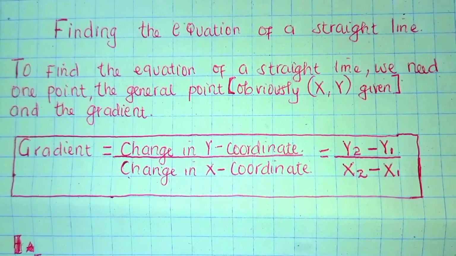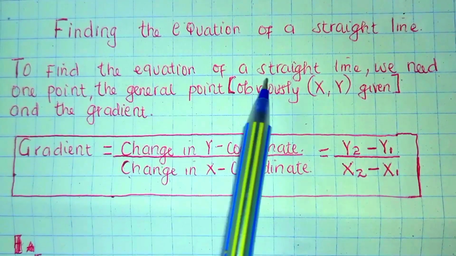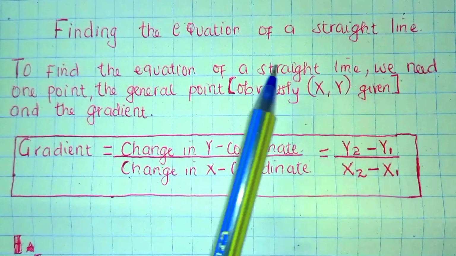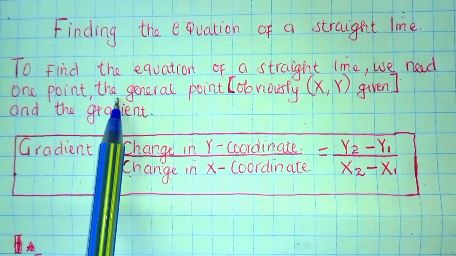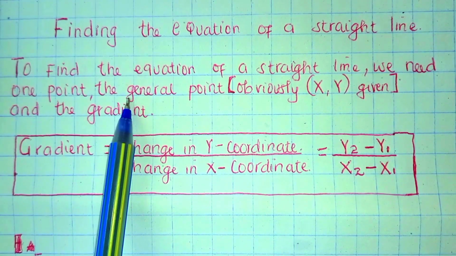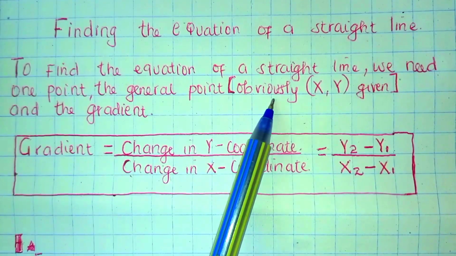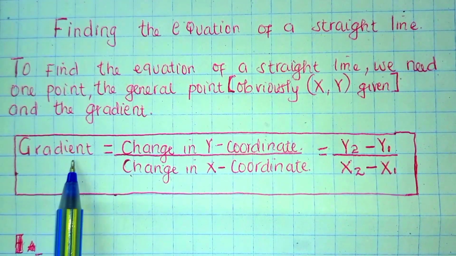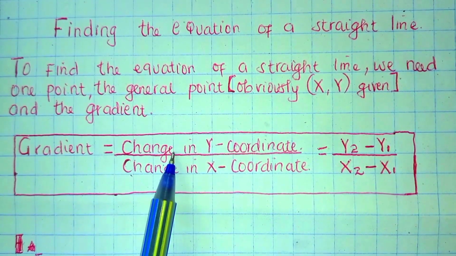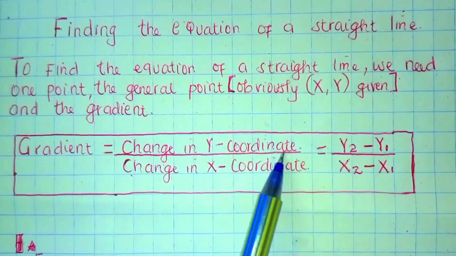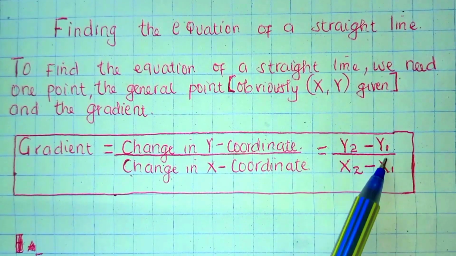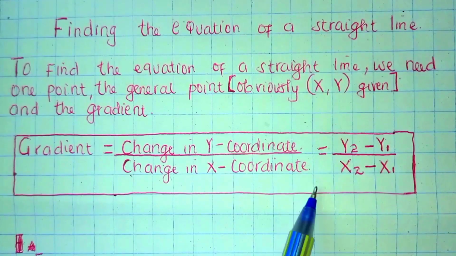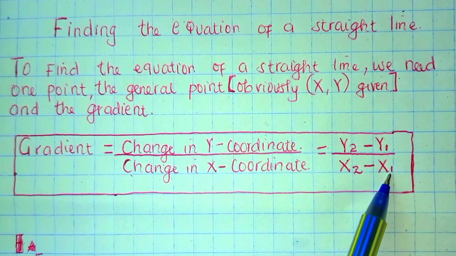Hello, in today's video we are going to focus on finding the equation of a straight line. To find the equation of a straight line, we need one point. We also require the general point, which is x and y, and also the gradient. The gradient is found by the change in y coordinate, which is y2 minus y1, divided by the change in x coordinate, which is x2 minus x1.